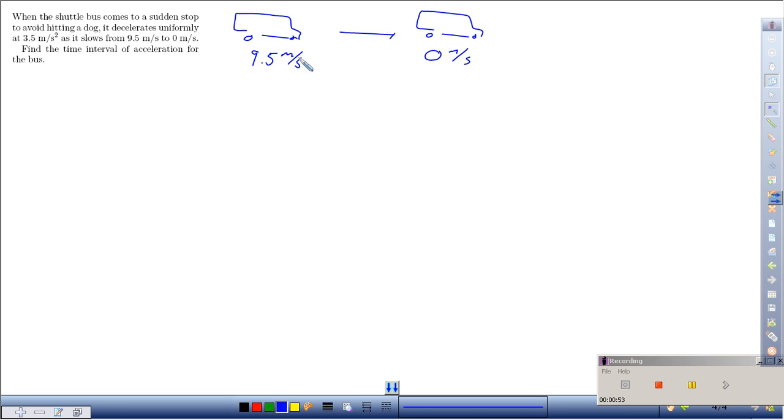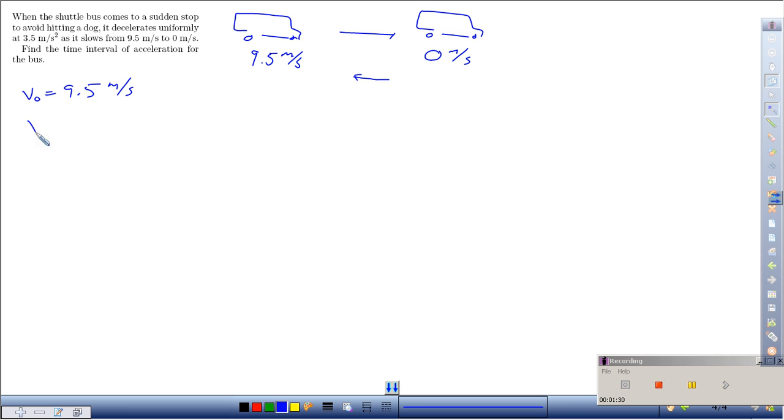Now, if it's going from 9.5 down to 0, we would consider that a negative acceleration, because the acceleration must be happening in this direction. There's something acting on the bus that makes it slow down. So that's going to be the brakes acting backwards on the bus to make it go from 9.5 down to 0 meters per second. But my initial velocity for that bus, my v0, is going to be 9.5 meters per second.